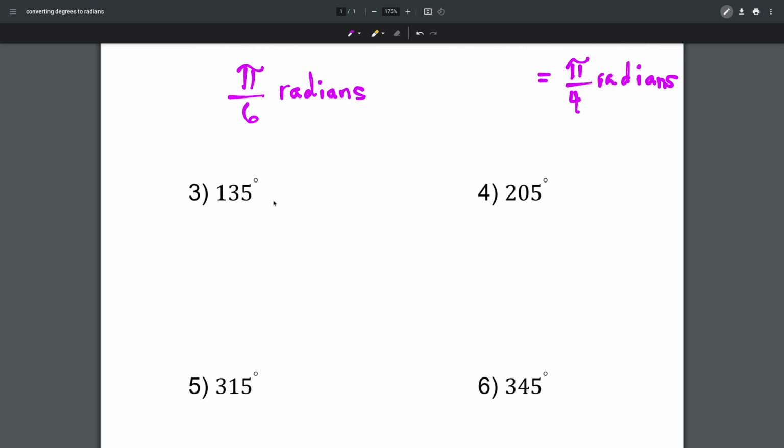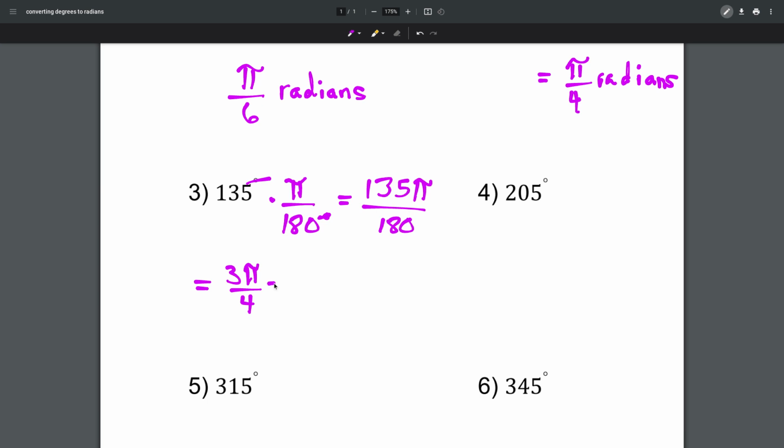Okay, so the next one, we're going to multiply this one by pi over 180 degrees. Degrees cancel themselves out. We get 135 pi over 180. Now, both 135 and 180 are divisible by 45. If I divide 135 by 45, I get 3. So I get 3 pi over 4. So 3 pi over 4, or 3/4 pi radians. Don't need the equal sign, just put the radians here.